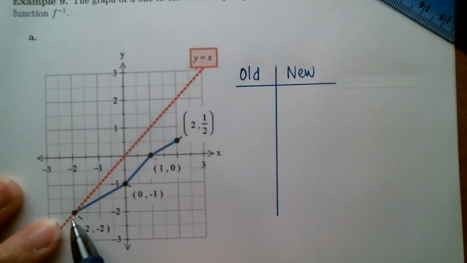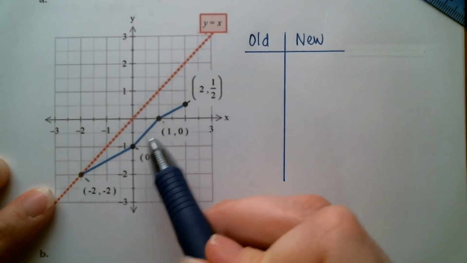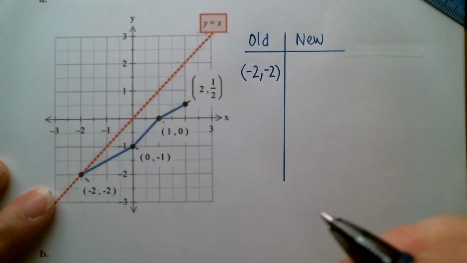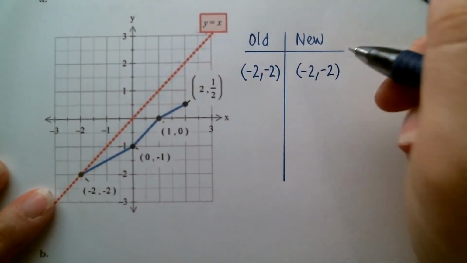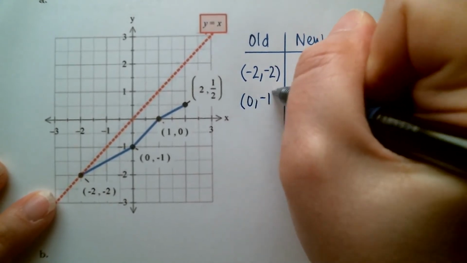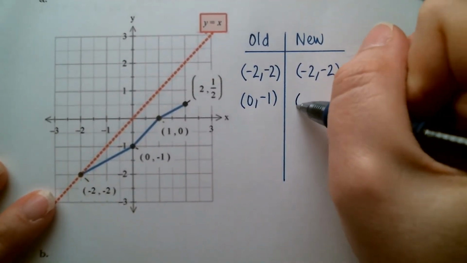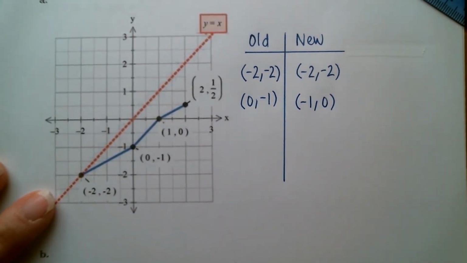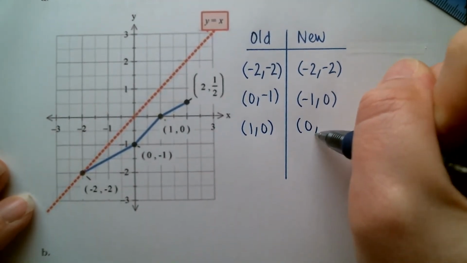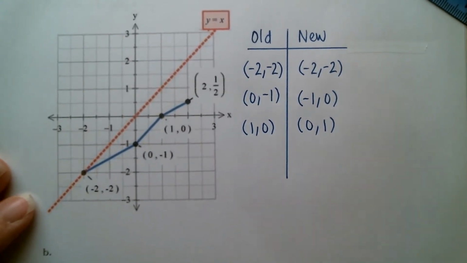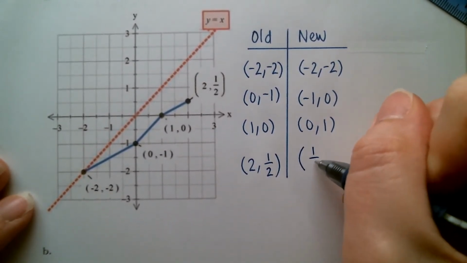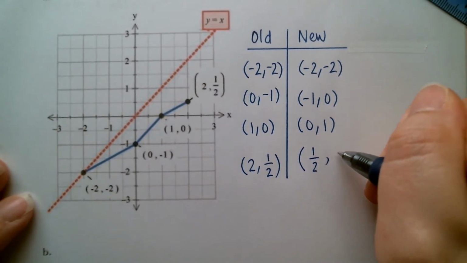Let's just go 1 point at a time. I'm going to go from left to right so that I don't miss anything. So the first point I'm starting with is -2, -2. If you switch x and y, you get the same point, so that point isn't going to move. The next point is 0, -1. We're going to switch x and y, so the new point on the inverse function is going to be -1, 0. Now let's go to 1, 0 on the original. Switch, and 0, 1 will be on the inverse. And then finally, 2, 1/2, which is the same thing as 0.5. Do your switch. The point on the inverse function will be 1/2, 2.